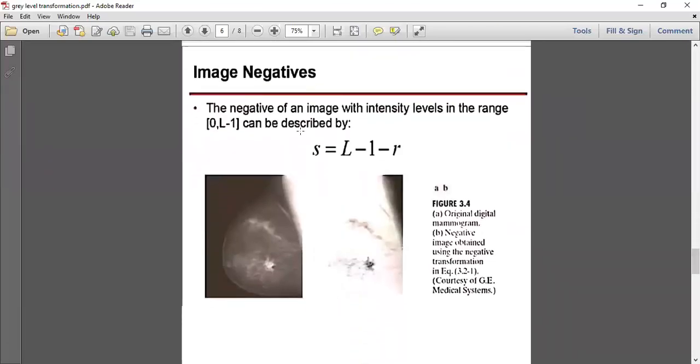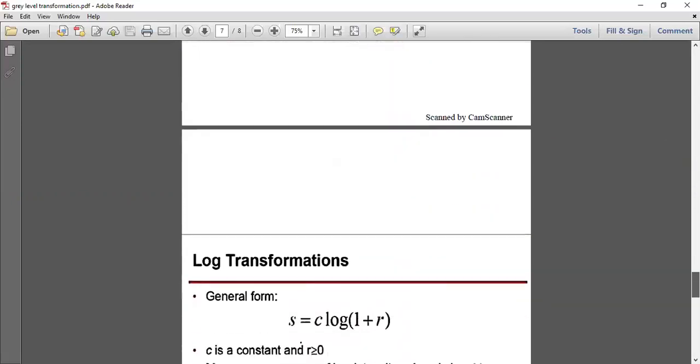Next is image negative. Image negative of an image with intensity levels in the range from 0 to L minus 1 can be described by S is equal to L minus 1 minus R. Here L value is 256. So 256 minus 1 is 255. The value is 255 minus whatever input you are considering. Okay, this is for the negative image.